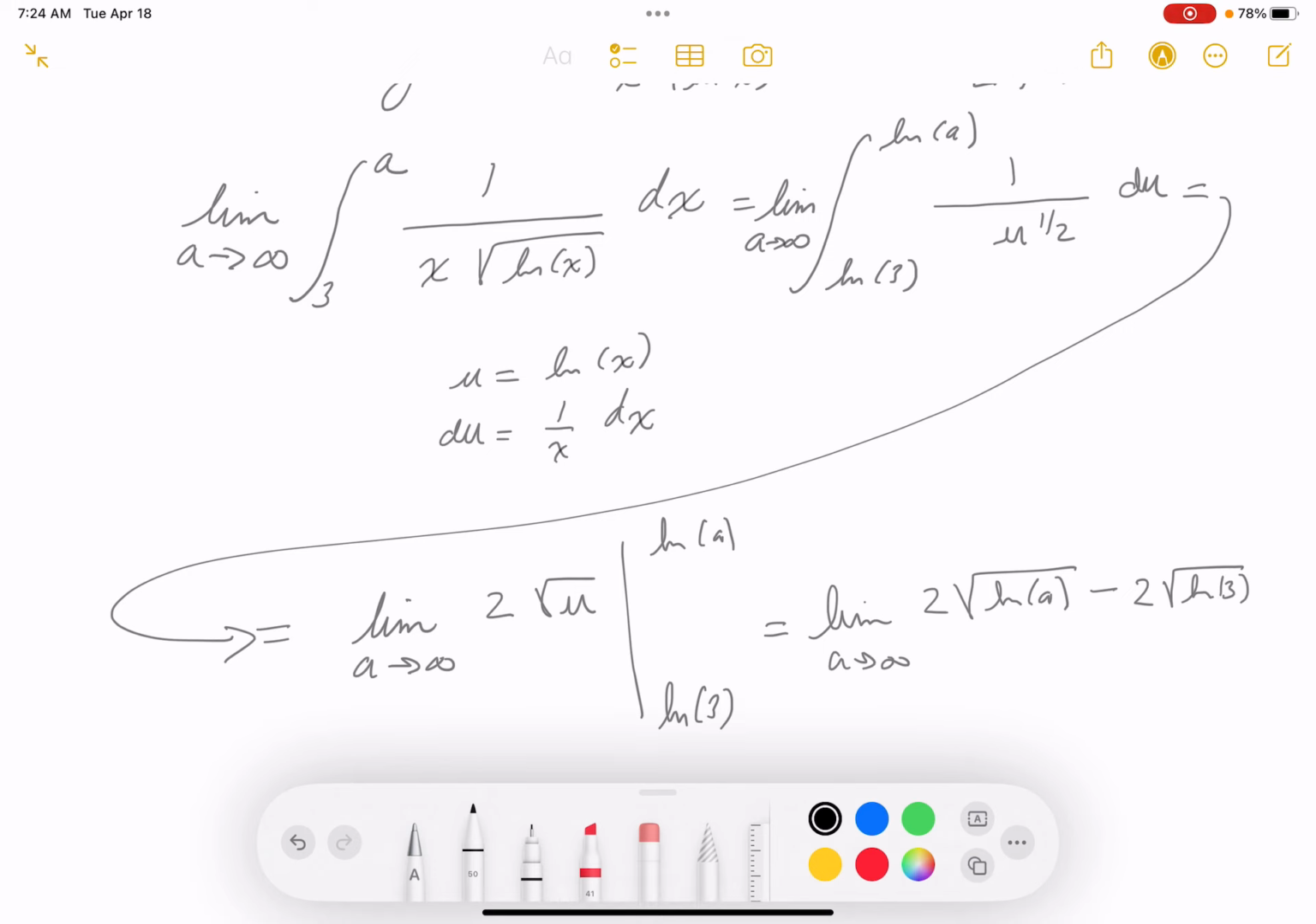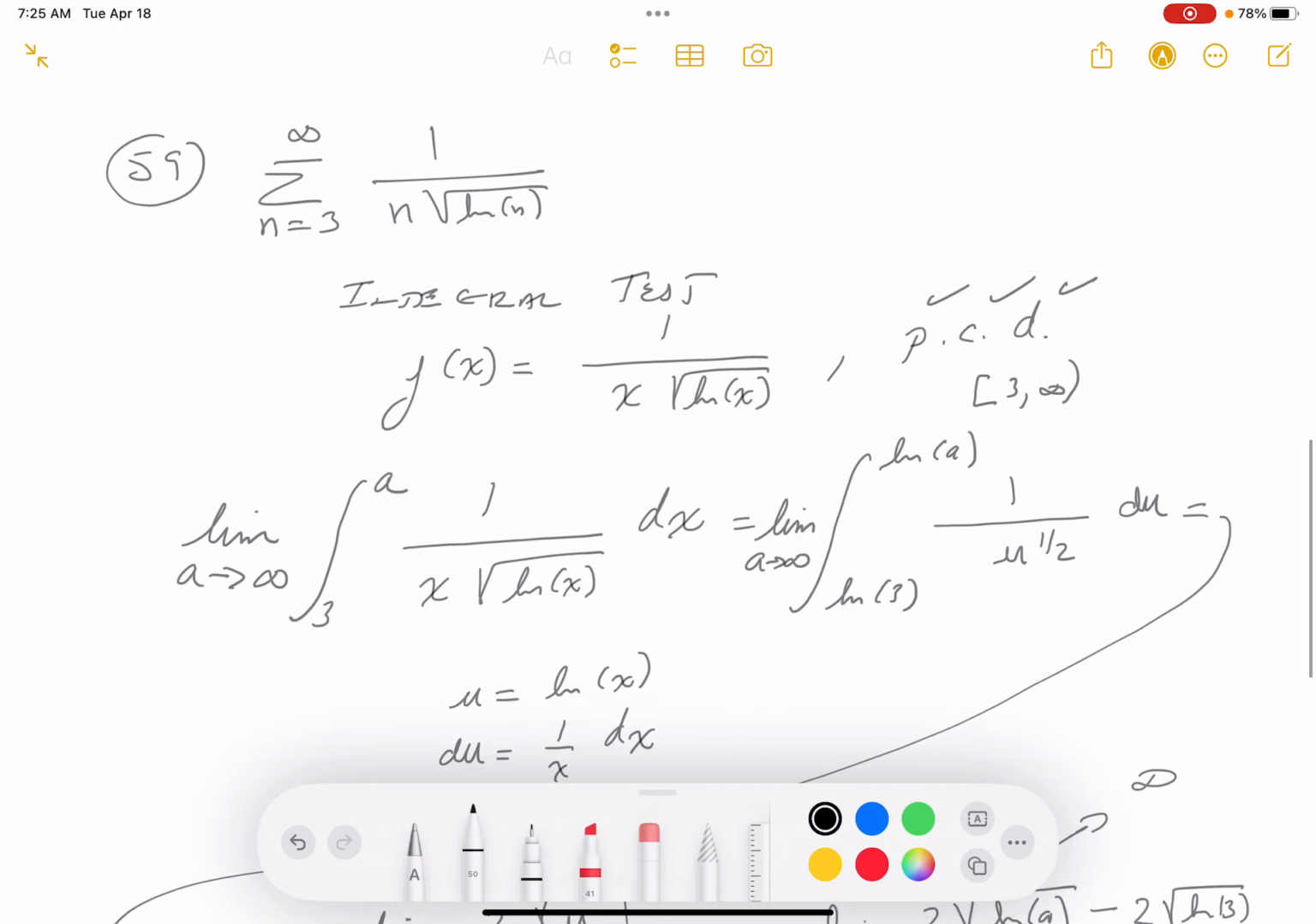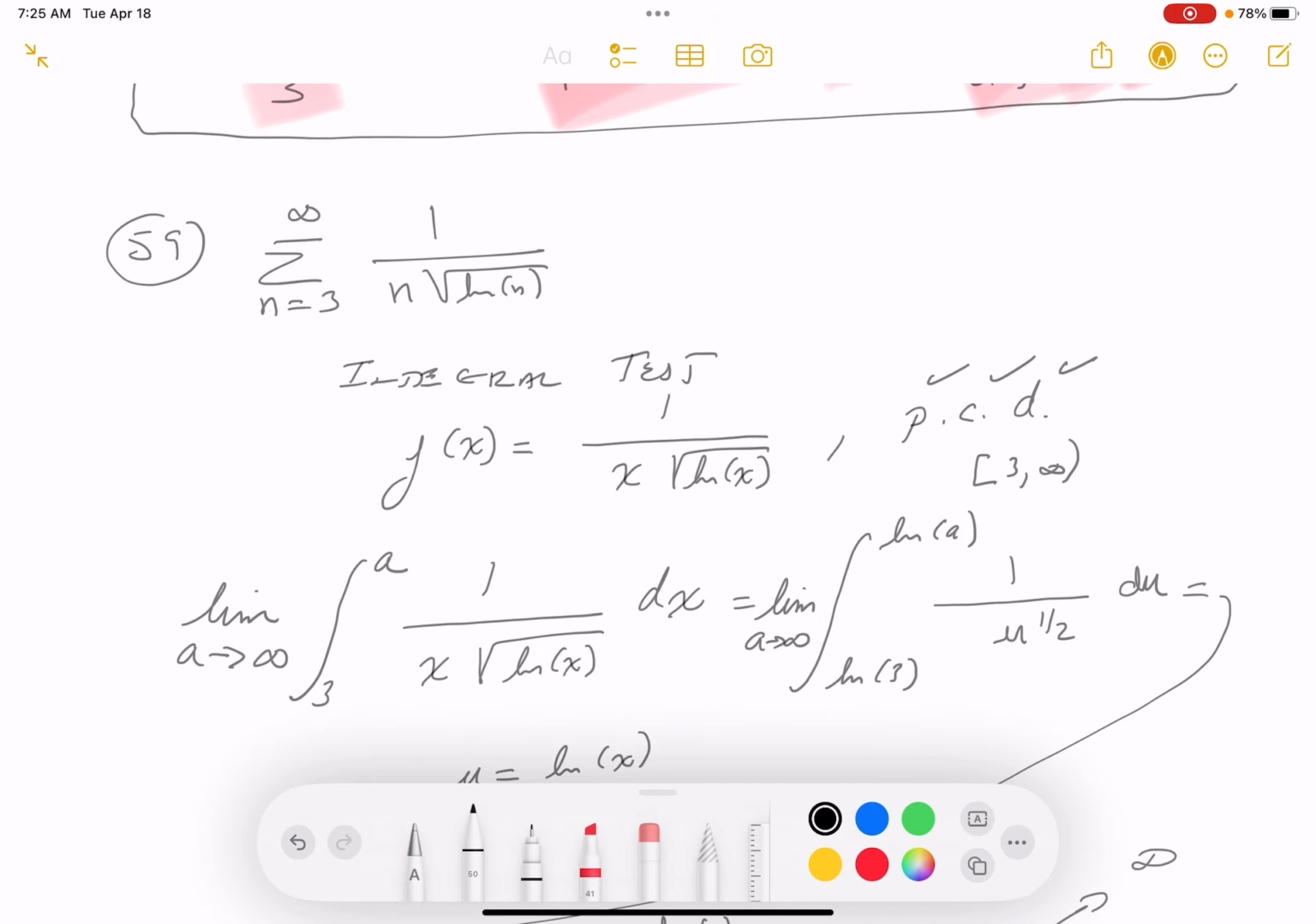Well, what I know about this over here, it's infinite. This thing's going off to infinity, so this limit doesn't exist. I'll put down infinity. So what do I know? The given series does not converge. And we're done. We did the integral test.